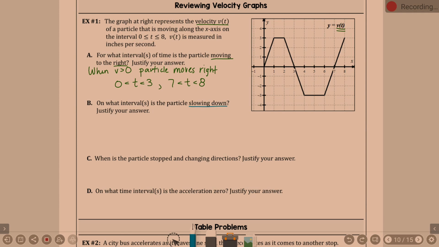I'm going to go ahead and write that. When v of t and a of t have different or opposite signs, the particle is slowing down.